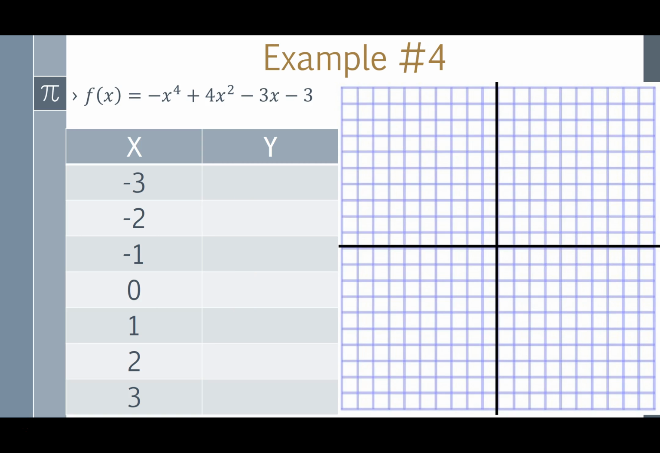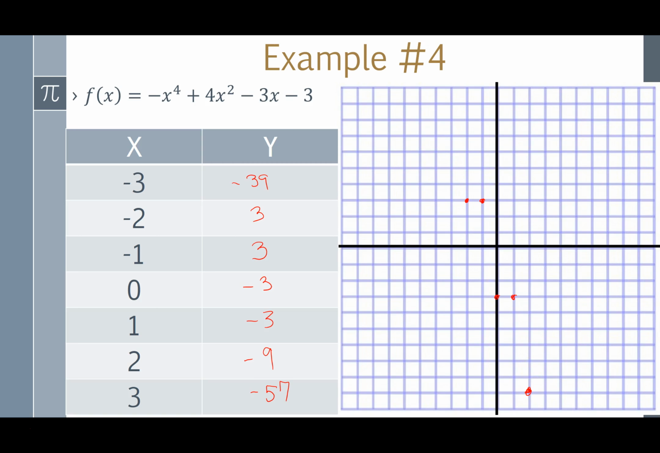Alright, so one last one, just to kind of show the general process one more time. So we have our negative x to the fourth plus 4x squared minus 3x minus 3. So we're at negative 39, positive 3, positive 3, negative 3, negative 3, negative 9, negative 57. So we can plot negative 2, 3, negative 1, 3, 0, negative 3, 1, negative 3, 2, negative 9.